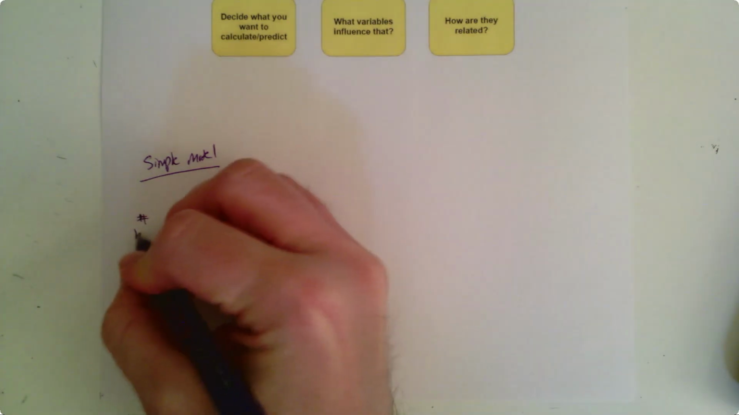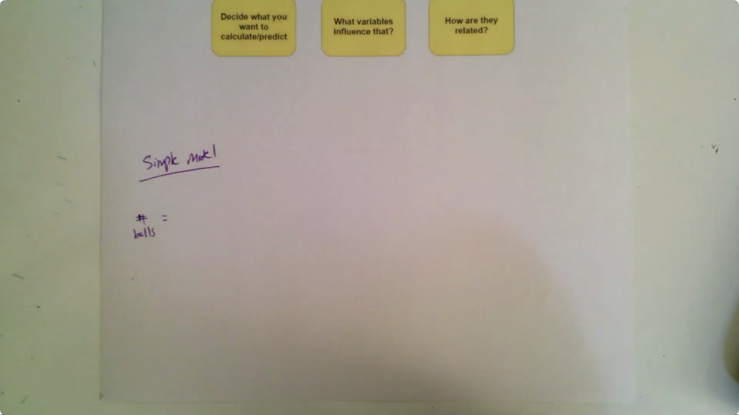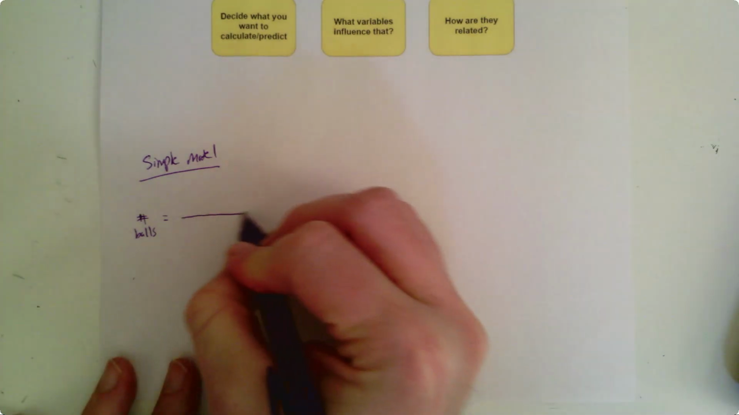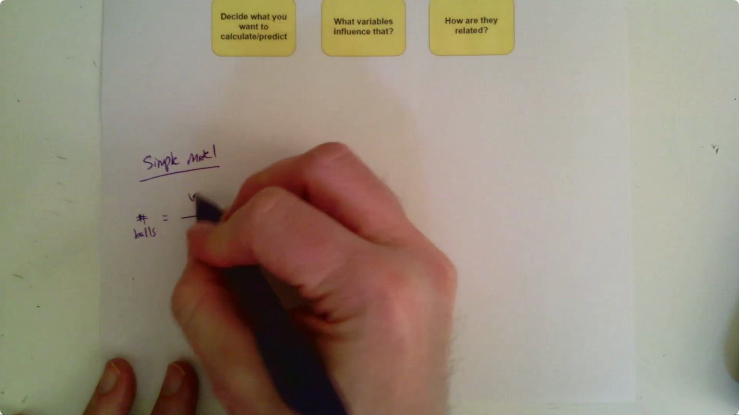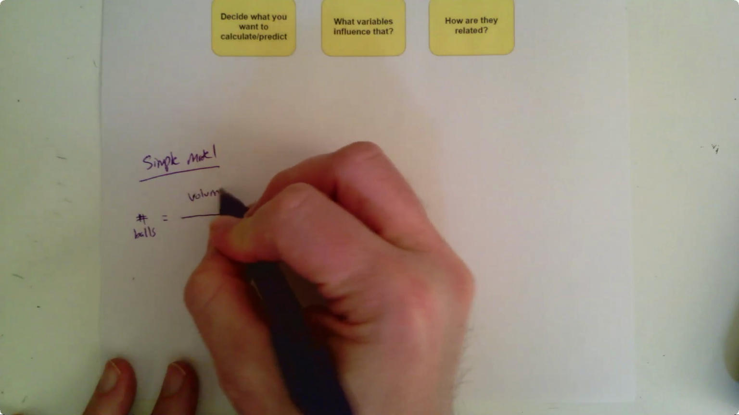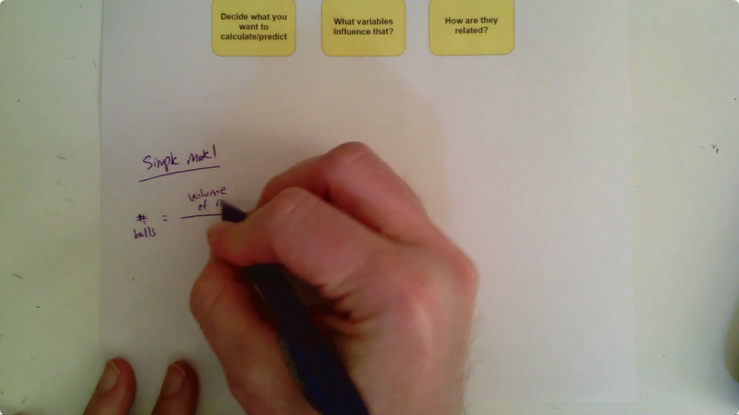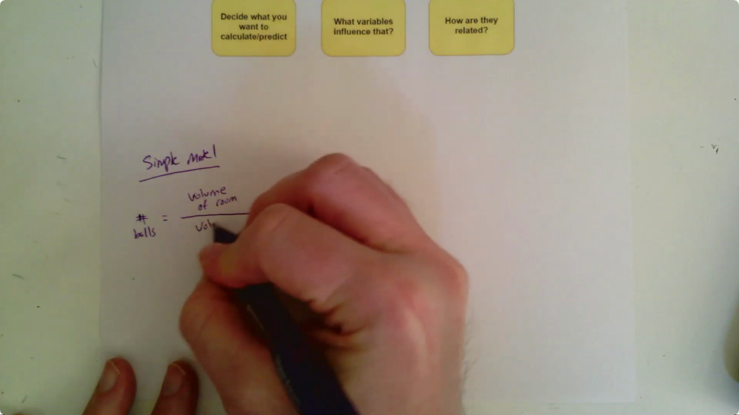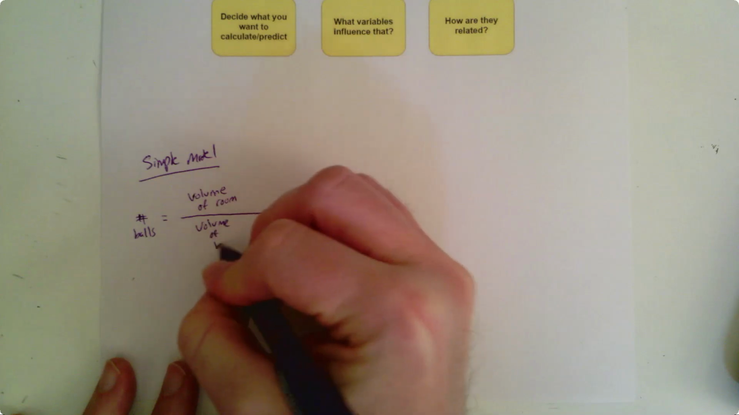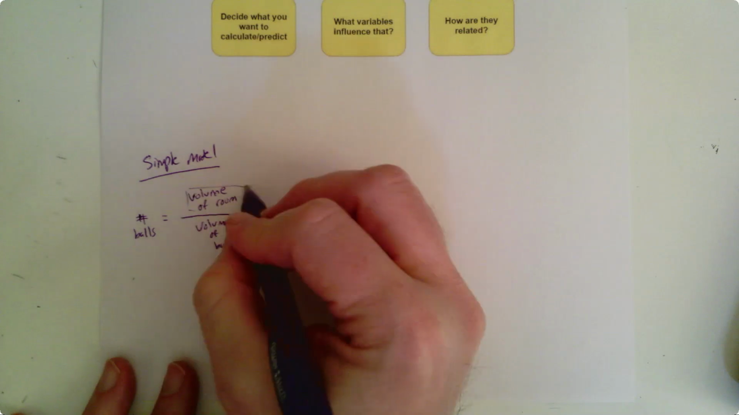They did something like this. They said that the number of balls to fill the space should be the volume of the room divided by the volume of a ball. And that's a very, very simple model.